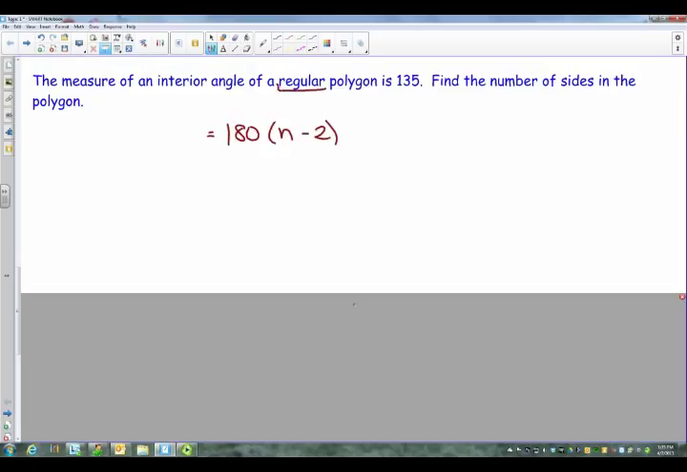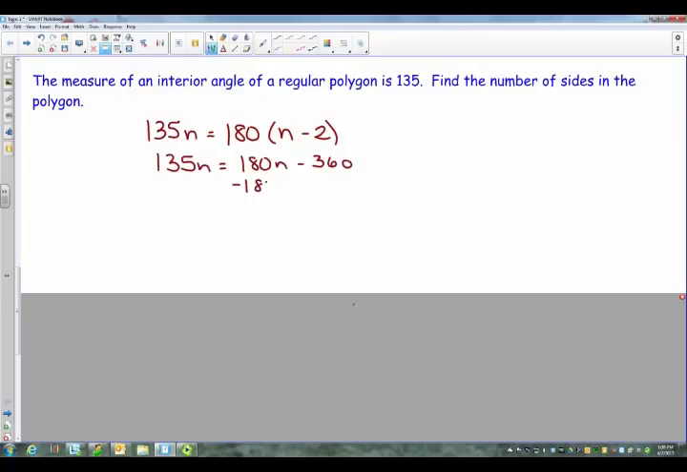Well, the key word to this is regular. Regular means all of them are the exact same. So if you have all of those angles being the exact same, you would take 135 times however many angles there are. So you end up with this formula. And so you solve this out. So I've got 135n equals, now I'm going to distribute here. This gives me 180n minus 360.